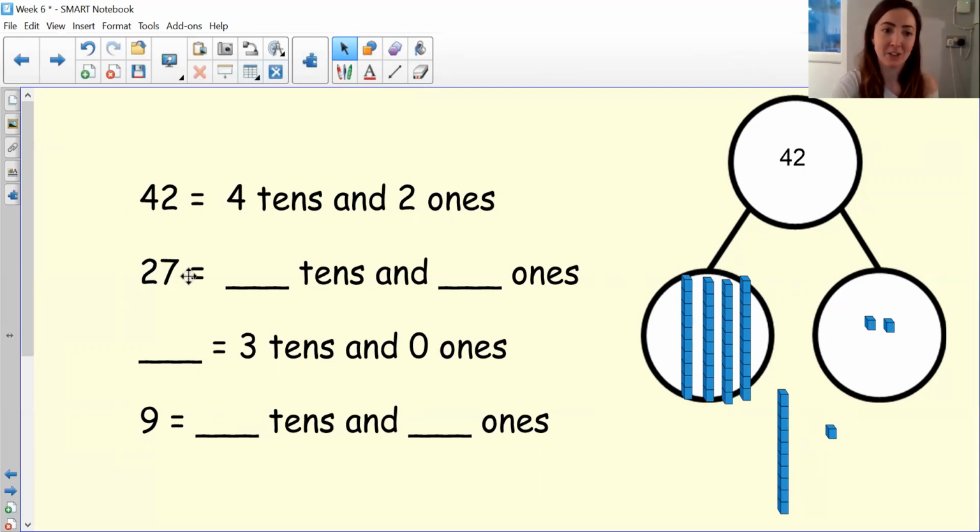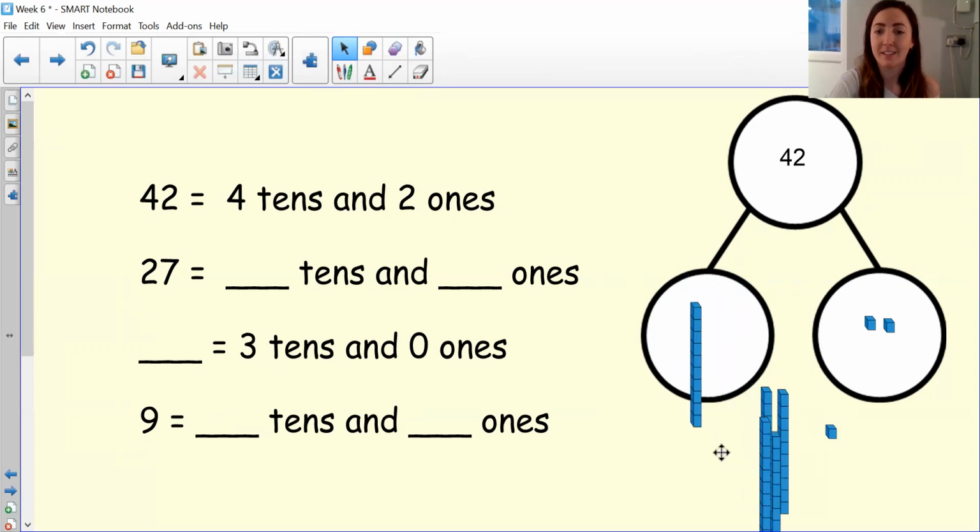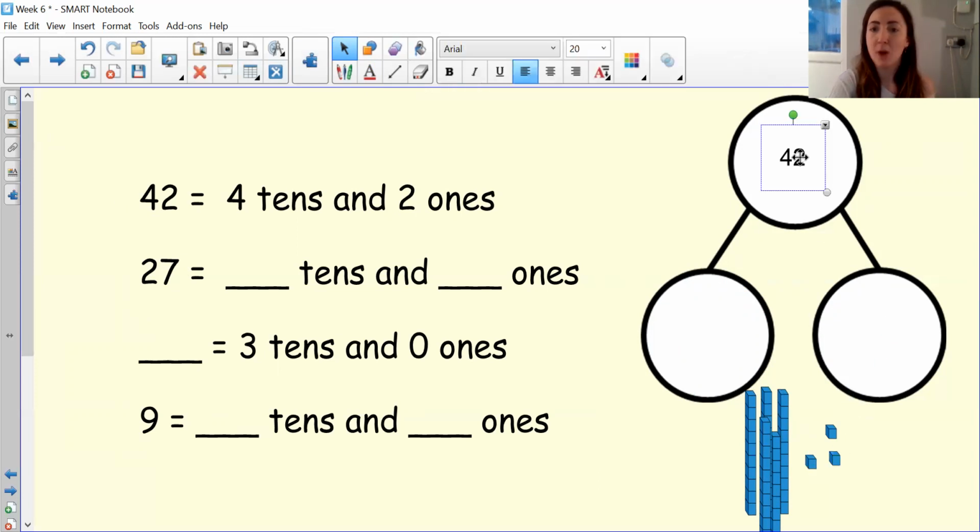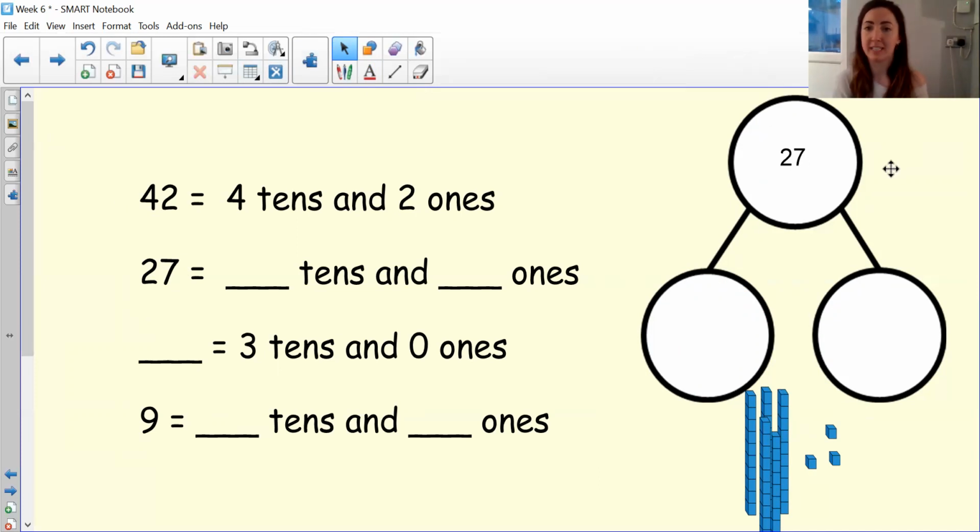Okay, next number. Let's do this one together. Can you tell me what this number is? Remember, if it's a 2-digit number and the first digit is a 2, that is the 20s. Okay, so 27. Let's move these out. So this time, can you have a go at drawing a part-whole model just on a piece of paper? And the whole number is 27, so we can write the number 27.